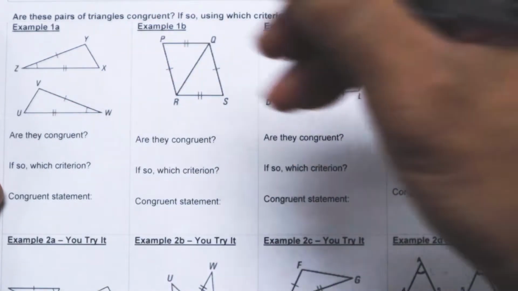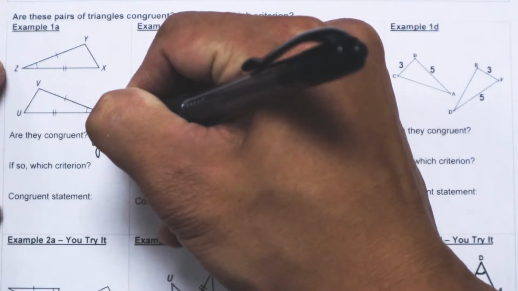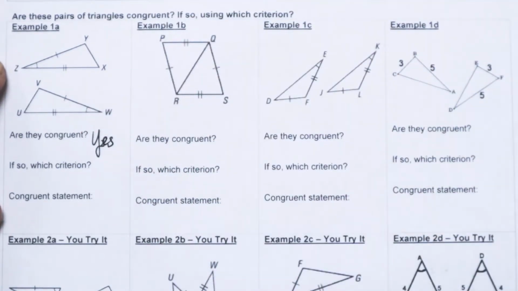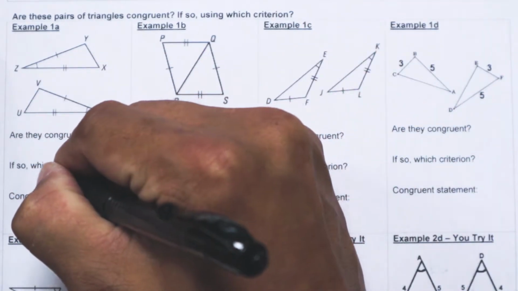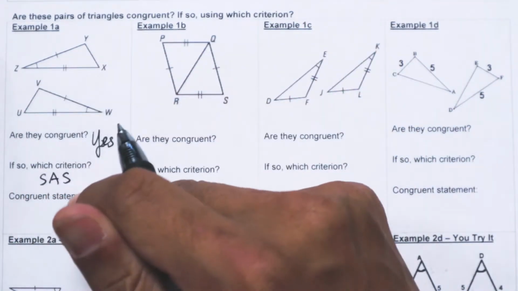SAS, we could say that they're congruent. So we're going to answer yes to this question, okay? And then it says, if so, by which criterion? Well, this is going to be SAS, side angle side.